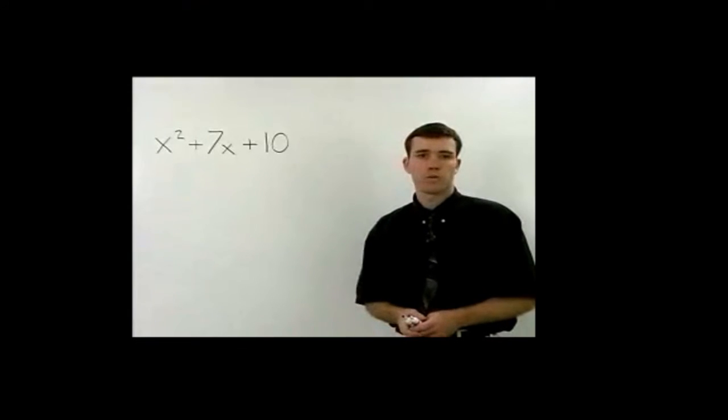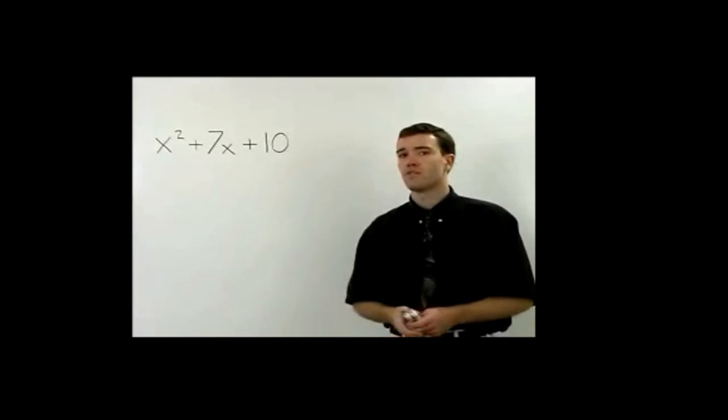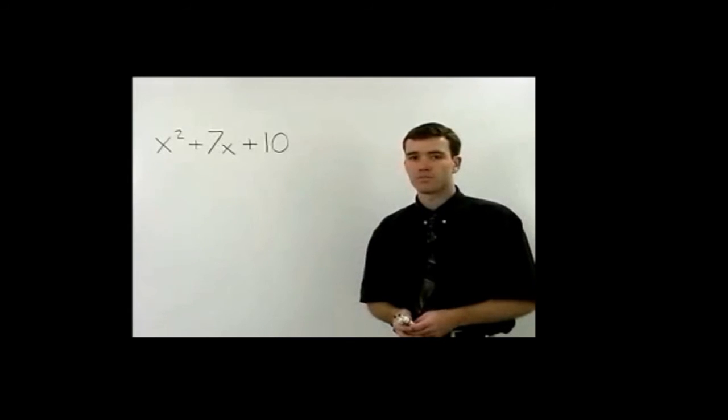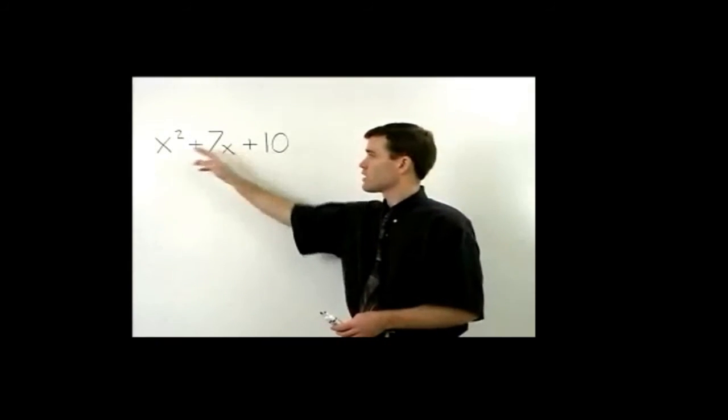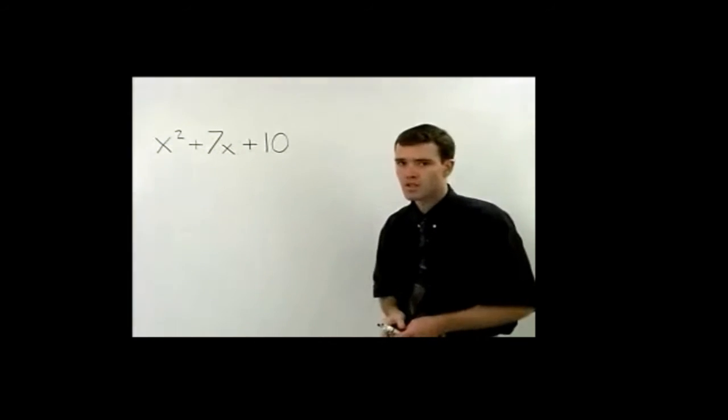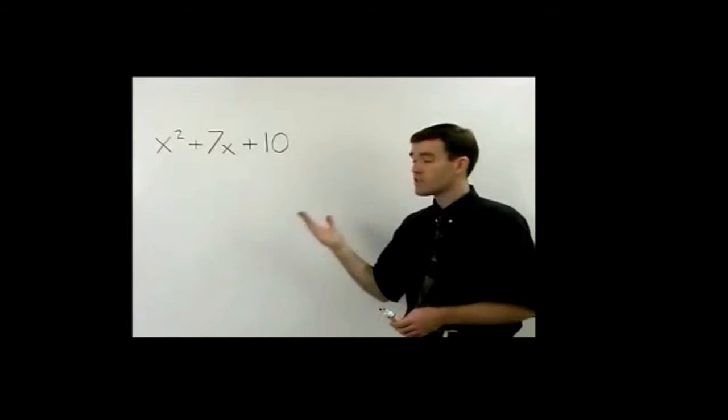In this section, we're going to be factoring trinomials. Based on what you've learned so far about factoring, the first thing you're going to probably try to do here is factor out a greatest common factor. The problem is, there is no factor that is in common to these three terms. So you might think that this problem is unfactorable.